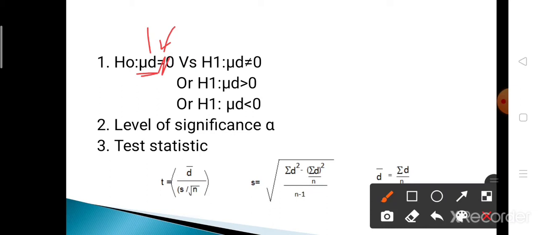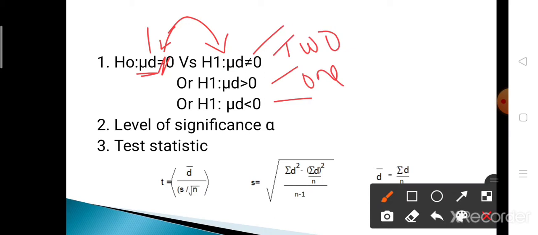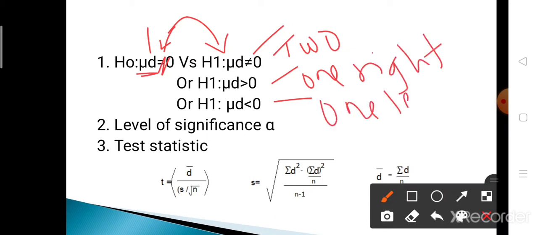The alternative hypothesis is the opposite of the null hypothesis, and there are three conditions: not equal to, greater than, and less than. Not equal to means a two-sided test, greater than means a one-sided right test, and less than means a one-sided left test. The second step is the specification of the level of significance.